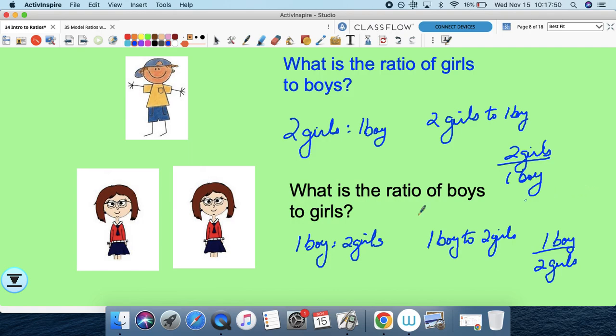Okay, so that's a part-to-part relationship. Part of the group is made up of boys compared to the other part of the group that's made up of girls, or vice versa.